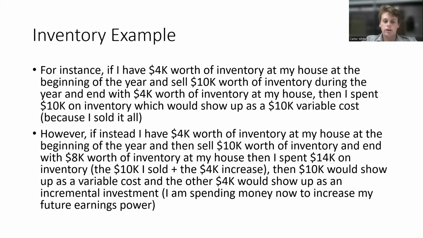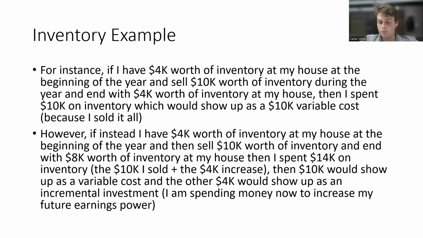So this is just a quick example. I'm not going to go through it. You can read it if you want, but it's basically saying how you separate out the variable cost and the incremental cost here. I guess I'll just go over it real quick. If I have $4,000 worth of inventory at my house at the beginning of the year, and I sell $10,000 worth of inventory during the year and end up with $4,000 worth of inventory, then I didn't make any incremental investments. I ended up with the same amount of inventory on hand as I did at the beginning of the year.